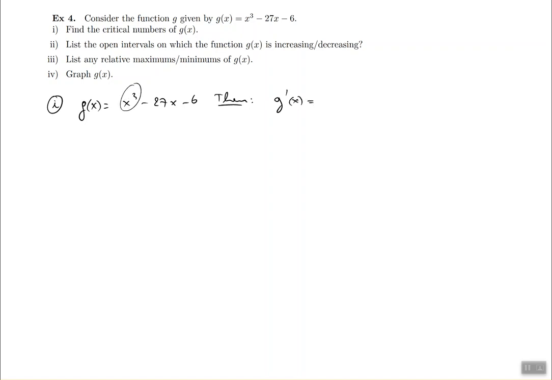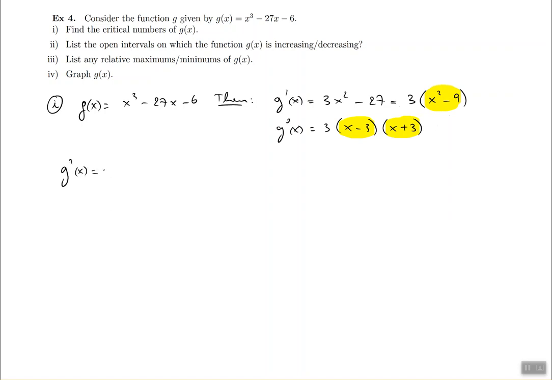First of all, the derivative of x cubed is going to be 3x squared. The derivative of 27x is going to be simply 27, and the derivative of negative 6 is simply 0. And this can be factored further to be 3 times x squared minus 9, which in turn can be factored even more. So g prime so far is 3 times x minus 3 times x plus 3, because of the difference of squares: x squared minus 9 can be rewritten as a product of x plus 3 times x minus 3. So now, what makes g prime of x equal to 0?